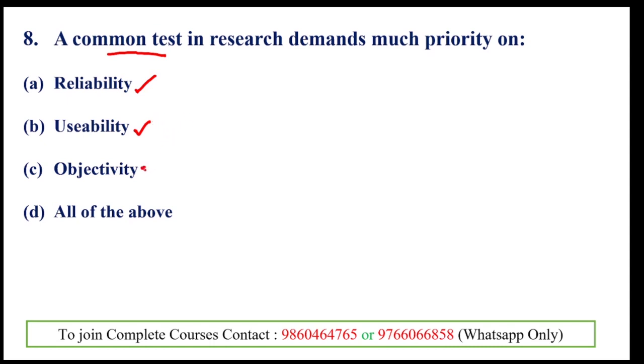Okay, and objectivity. All research has some objective. Objectivity is the main point of research. Without objectivity, the research is only like a report. That's not research. Okay, so all of the above is the right answer: reliability, usability, and objectivity. Clear?